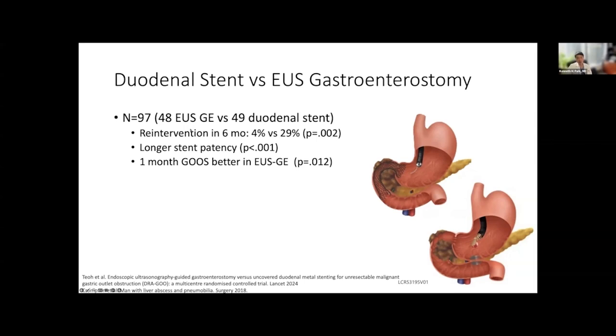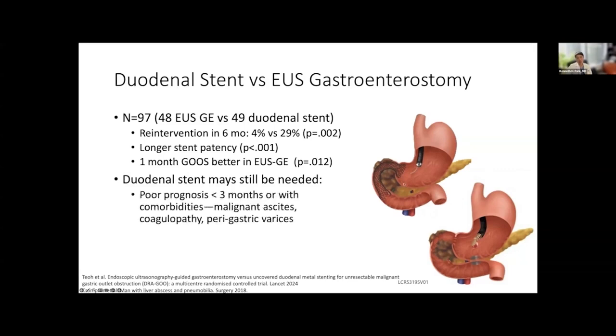Yes, there are multiple studies now. This one by Teo's group said that obviously the EUS-GE is superior in terms of lower reintervention rate in 6 months, longer stent patency, and better symptom scores. But in certain select situations, I think duodenal stents are still needed. So if the patient, let's say, has a very poor prognosis, less than 3 months, or if the patient has a very, very large amount of perigastric ascites, or God forbid, any large perigastric varices, obviously you want to be very careful.